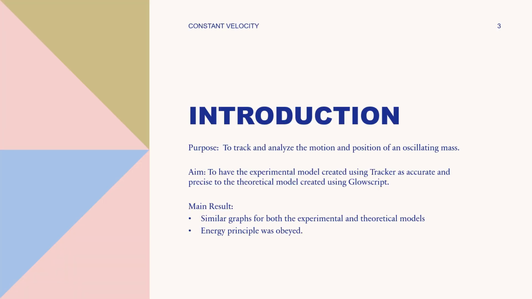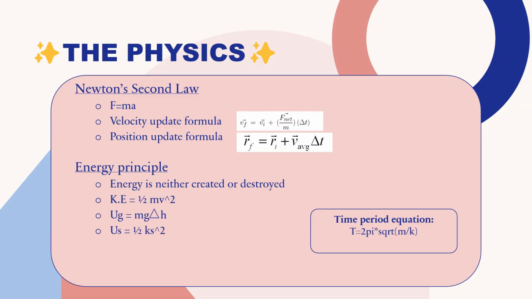For our introduction, the purpose of the lab was to track and analyze the motion and position of an oscillating mass. Our aim was to have the experimental model created using Tracker as accurate and precise as the theoretical model created using GlowScript. Our main result was that we've produced similar graphs for both the experimental and theoretical models, and we've also found out that the energy principle was obeyed.